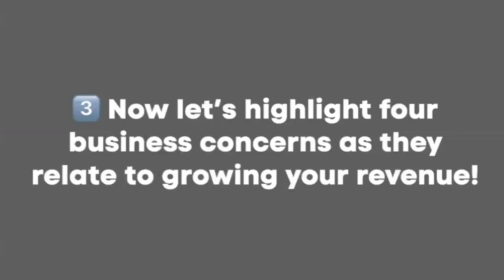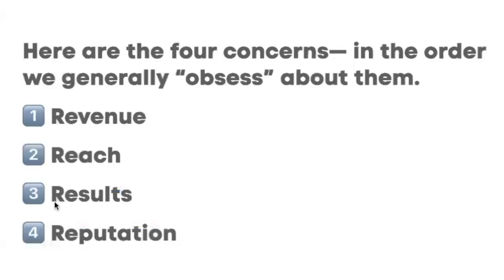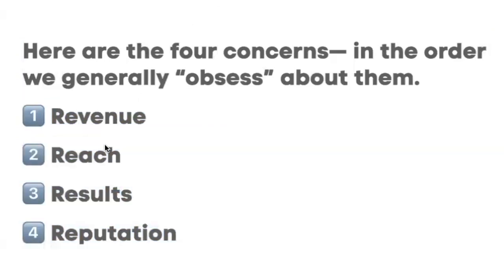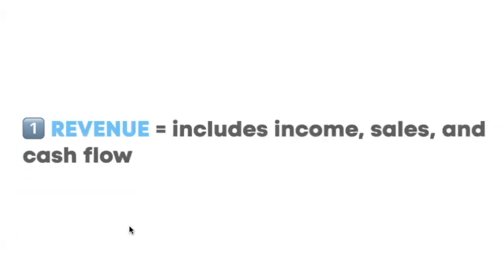Point number three. Now, let's highlight four business concerns as they relate to growing your revenue. And again, this is going to link back to marketing and to branding. Here are the four concerns, and this is the order in which we generally obsess about each of them. Number one, revenue. Number two, reach. Number three, results. Number four, reputation. Let's walk through each of these and briefly define them.